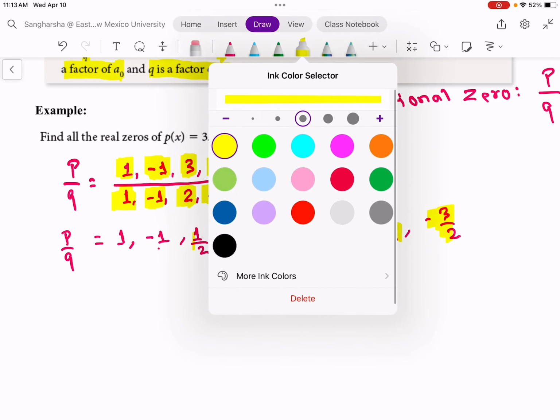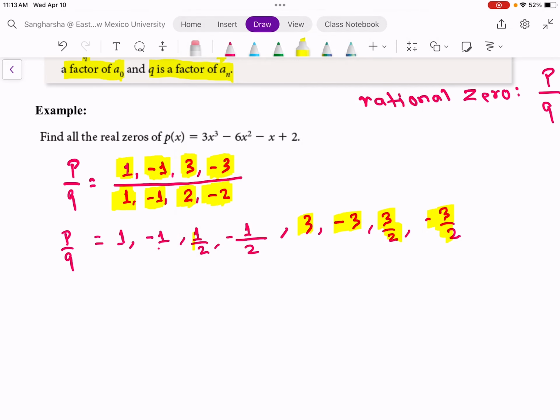Okay, if you use synthetic division, what makes you decide that a given number is a real zero? So you have to try synthetic division for each number, right? If you get the remainder equal to 0, then that number is a real zero. That is one way. So what is the other way to check whether these numbers are real zeros or not?